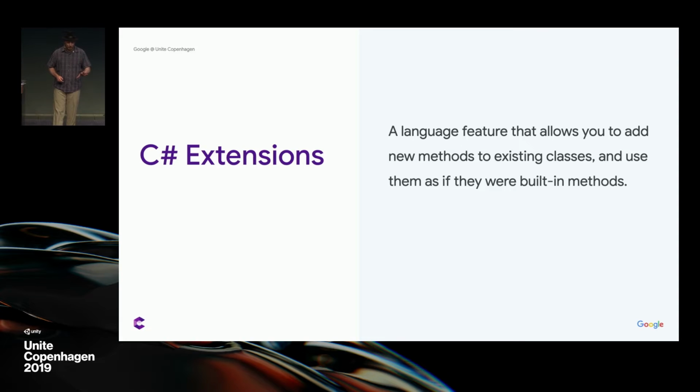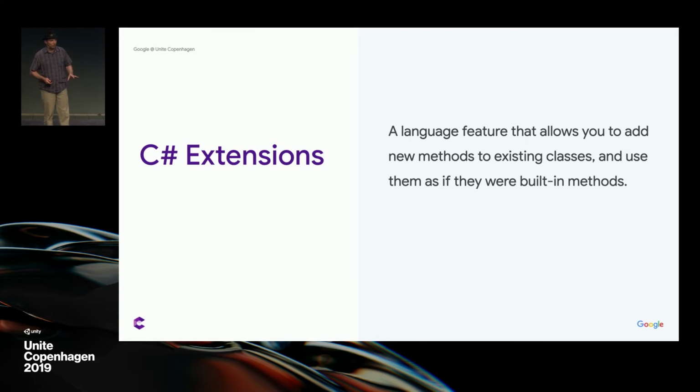Now, let's talk momentarily about how this works. C# extensions. For those of you who do not know, this is a language feature in C# that allows you to add methods to existing classes that you don't otherwise have access to, for example, a sealed class. Once you've added those methods, you can use them, just like any other method on that class.